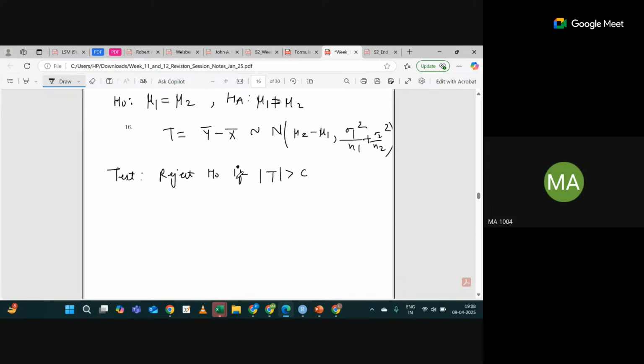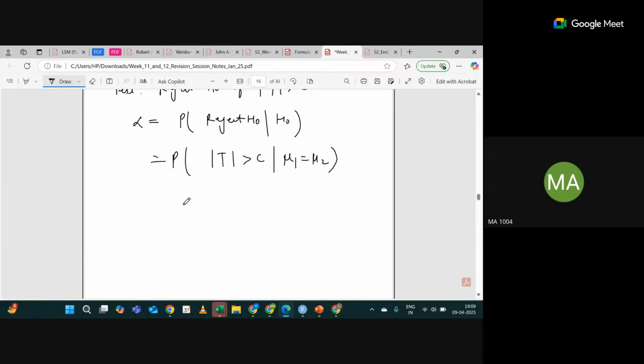Yes or no? Yes. What will be the usual procedure? Alpha is the probability of rejecting H naught given that H naught is true. And how will you write it here? Absolute value of T is greater than some C. And what is the H naught? H naught, you will write mu1 is equal to mu2, right?